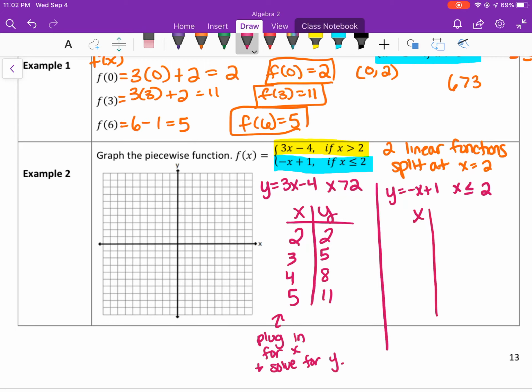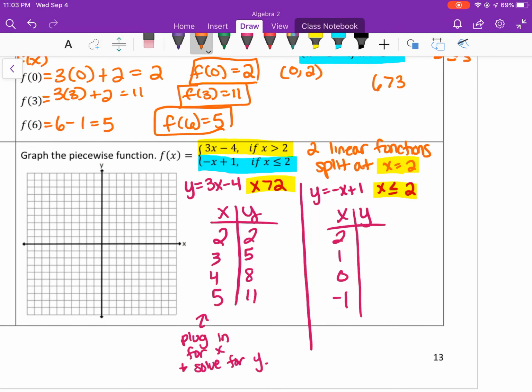Then I'm going to do the same thing over here. Since my x splits at 2, that's the first value in my table again. But this time I need to choose x's that are less than or equal to 2. So start at 2, and then I go 1, 0, and maybe negative 1. And then I'm going to plug them into the second equation, negative x plus 1. And just so we're clear here, negative x plus 1 means that it's like negative 1 times x plus 1. So for plugging in 2, you'd have negative 2 plus 1, you get negative 1 out.